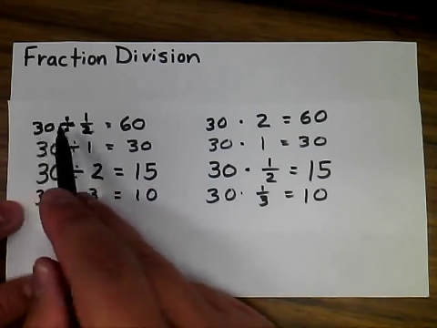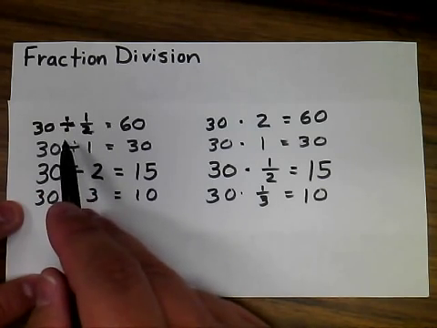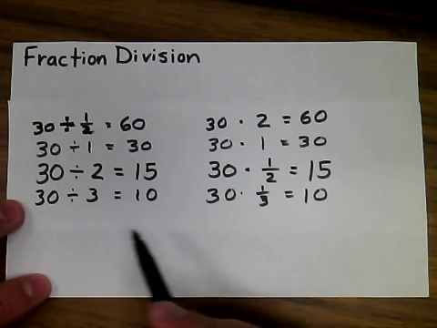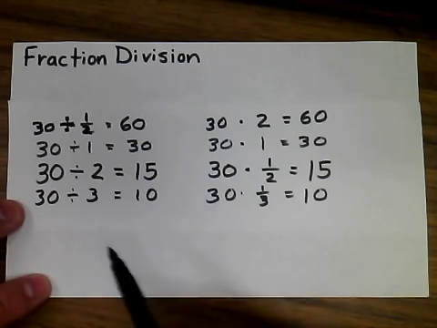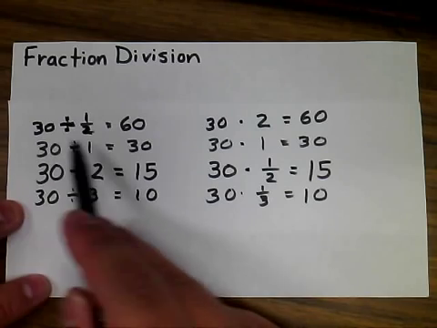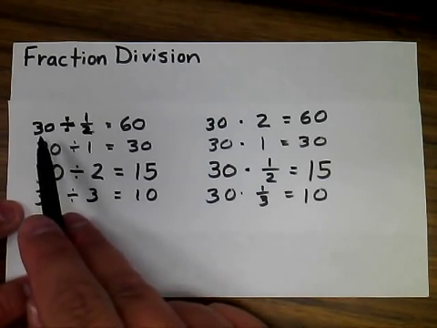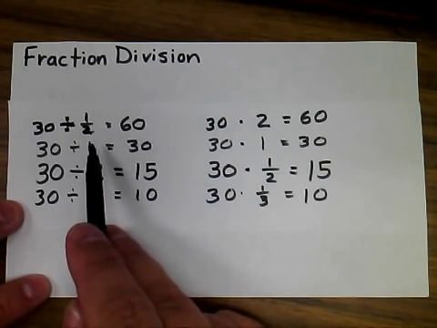Think of it as 30 brownies. If I had 30 brownies but wanted to share them among more than 30 people, if I cut each brownie in half, all of a sudden I'd have 60 brownie pieces. And that's what fraction division is all about, dividing by a number less than 1.